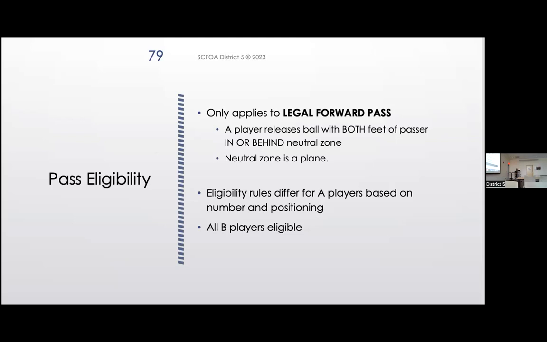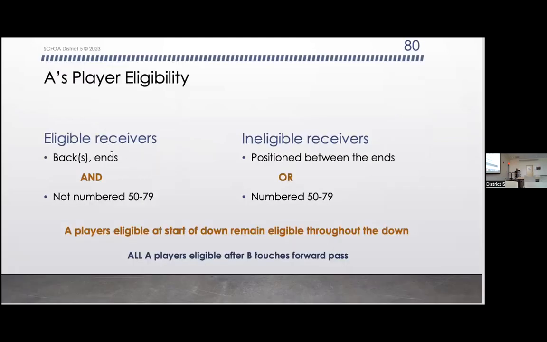Yeah, so that's the two ways you can be eligible, right? That's what we're going to talk about. So backs are eligible by position, and they may not be eligible by number, but certainly all backs start eligible from where they're lined up. It says here not numbered 50 through 79. So those are the magic numbers that deal with eligibility. So ineligible receivers are people positioned between the ends, which we refer to colloquially as covered up, right? Or numbered 50 through 79.